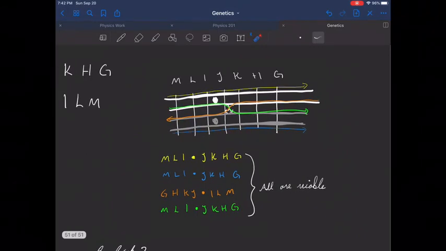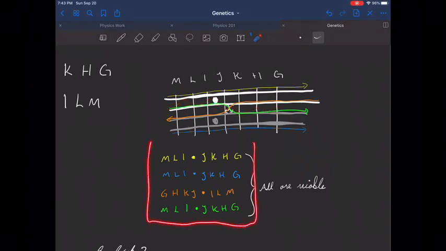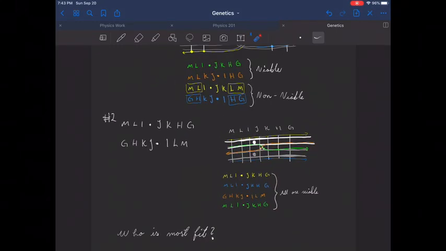And the two middle ones will cross over, but if we follow them, we get J, G, H, K, J, I, L, and M. And if we follow the green one, we get the same thing but backwards: M, L, I, J, crossover, K, H, and G. So all of these chromosomes are viable since there was no mutation in this chromosome.